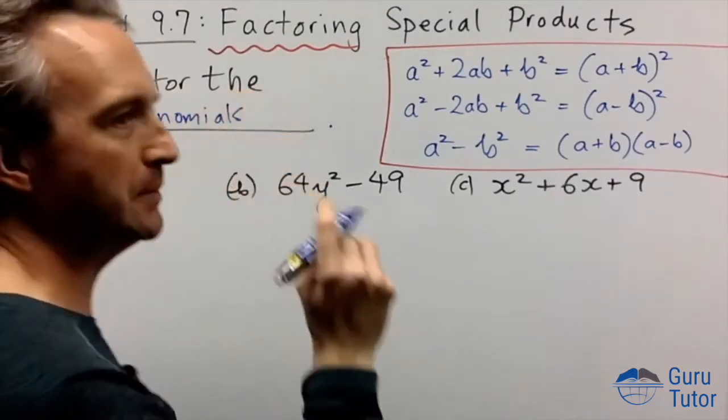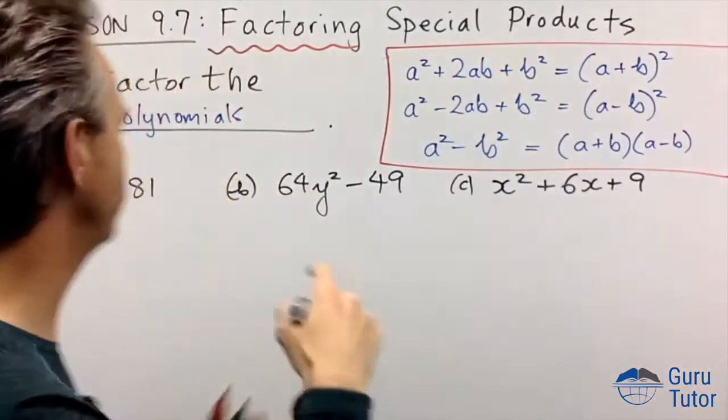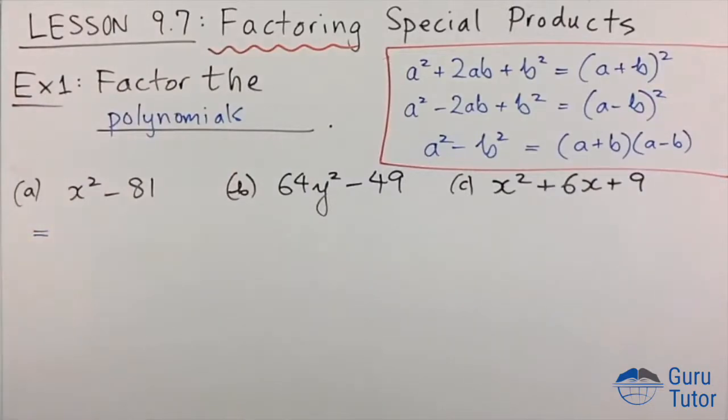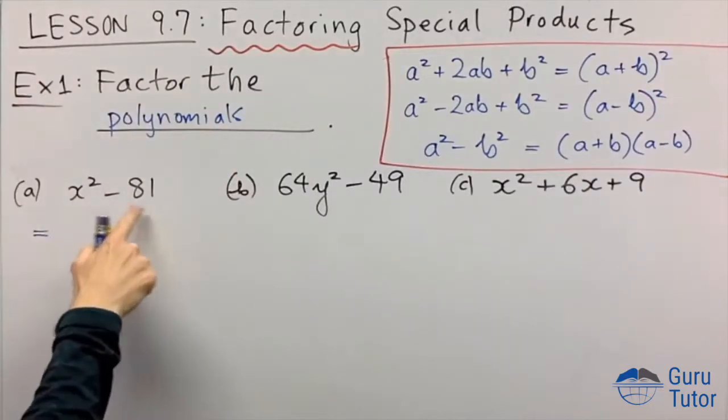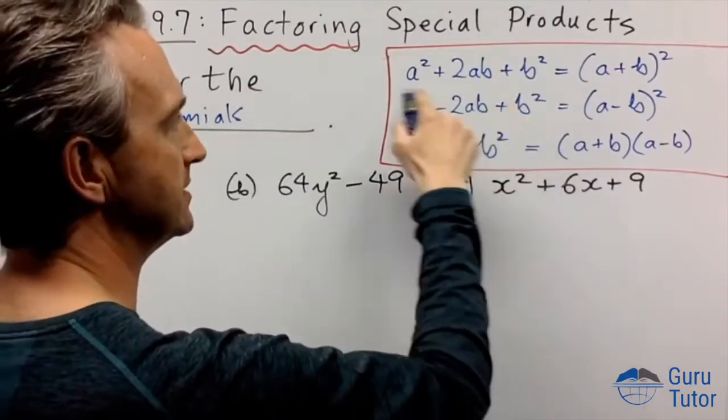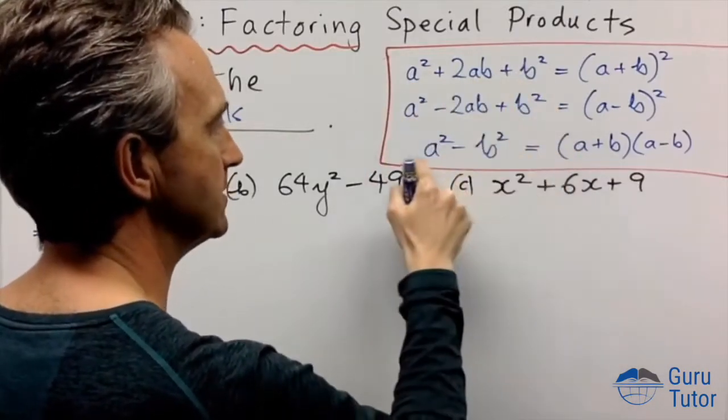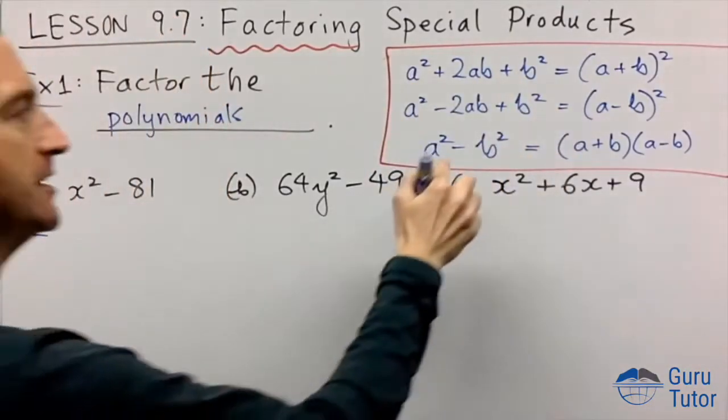So remember what factoring means. The answer is going to have brackets in it. It's basically going to be some sort of a product. So x squared minus 81. Which of these does it look like? Does it look like that? Does it look like that? Or does it look like that? Obviously, it's going to be this one.